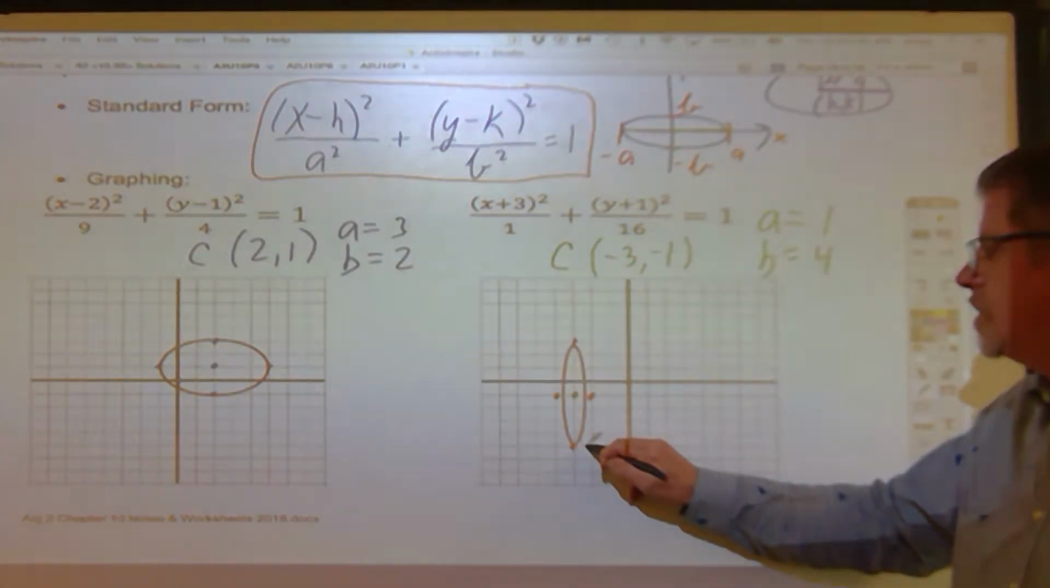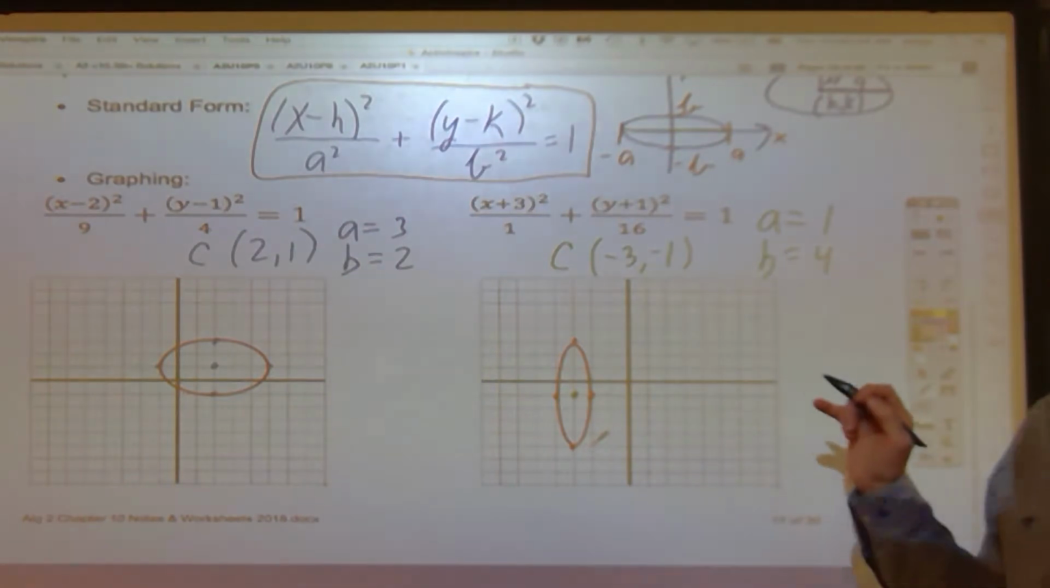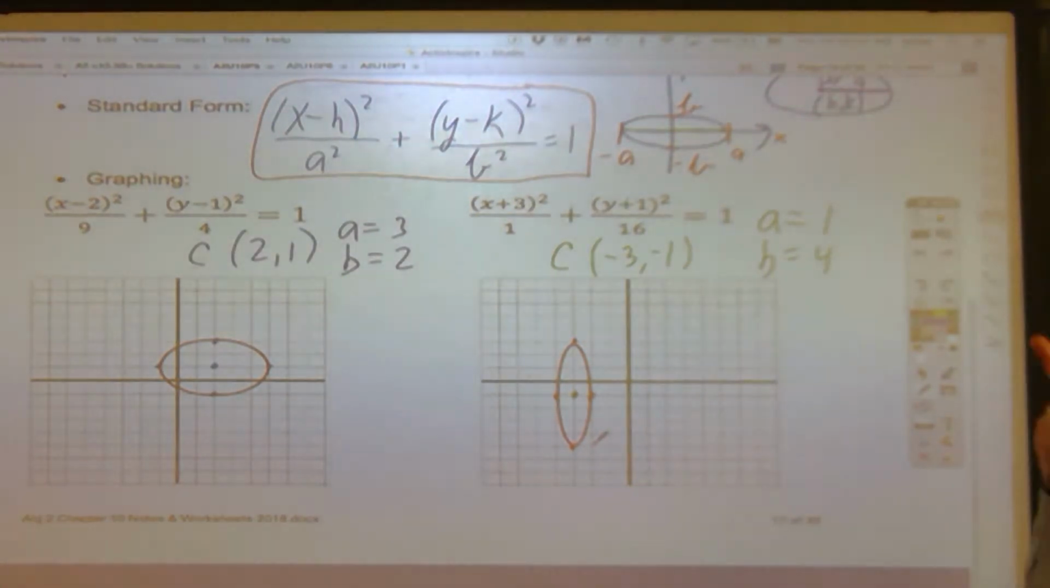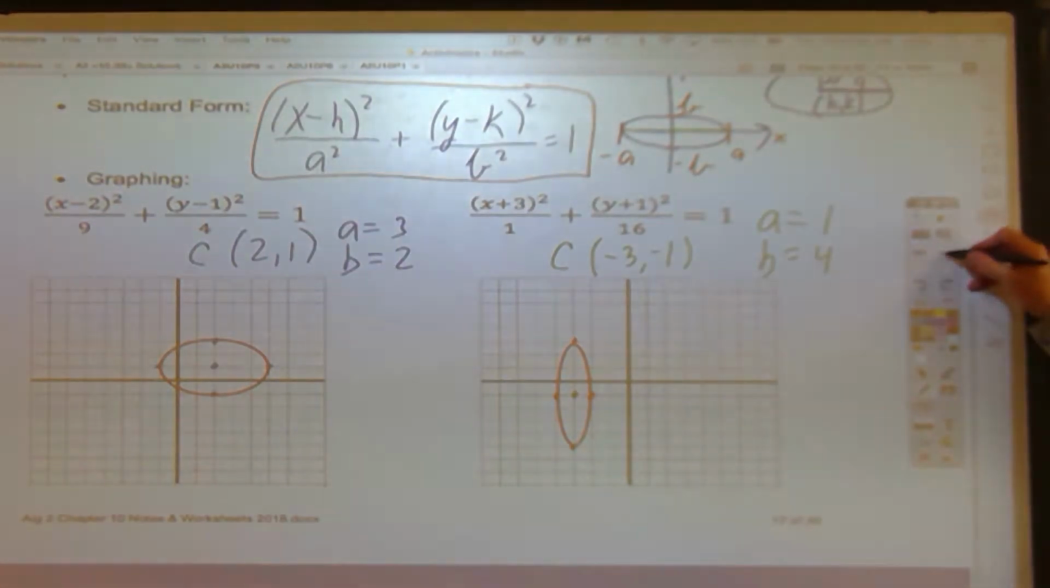There it is. There's the ellipse. The radius horizontally is 1. Vertically, it's 4. Any questions on this? All right, we're moving now.